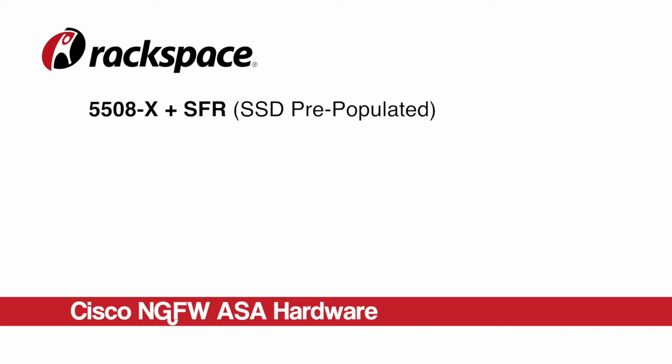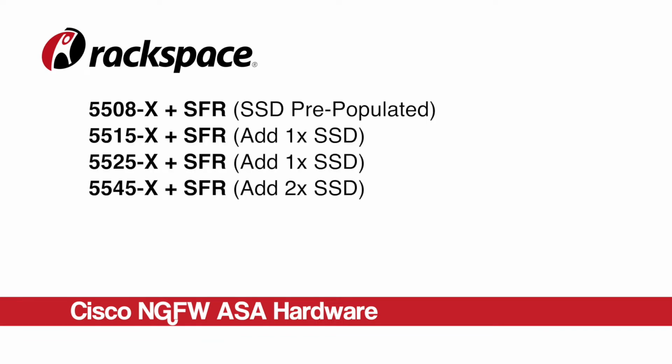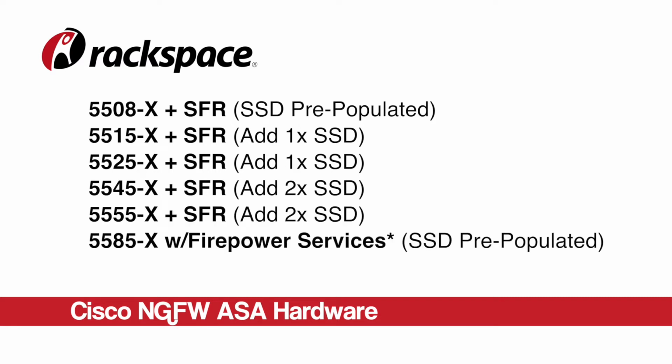In summary, to add Firepower services to an existing installation, on most ASA firewall models, we'll need to go ahead and add an SSD drive or two. The 5508 and the 5585X with Firepower services ship with SSD drives pre-installed.